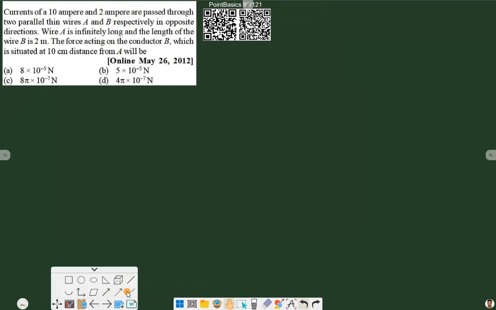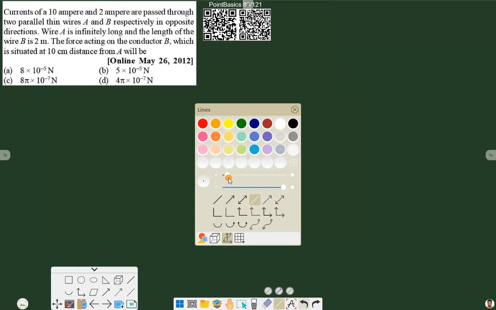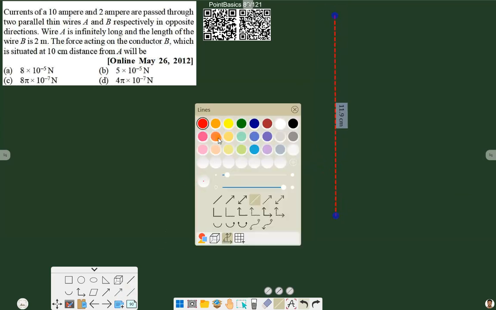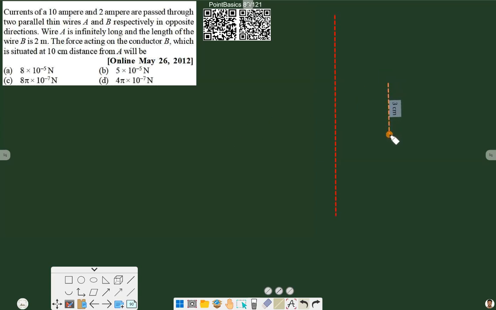So we can draw a diagram here. A will look something like this, an infinitely long conductor, and B is of a specific length that is mentioned to be 2 meter. So this distance is 2 meter and their separation is 10 centimeter. We have to find out the force acting on the B conductor. This is B, this is A.